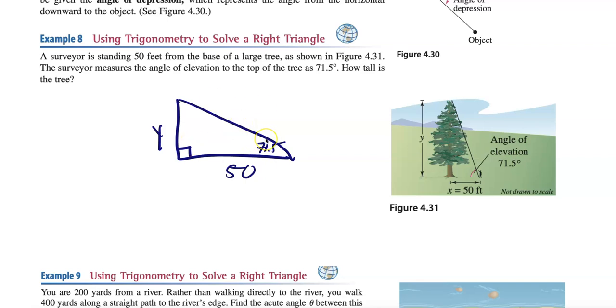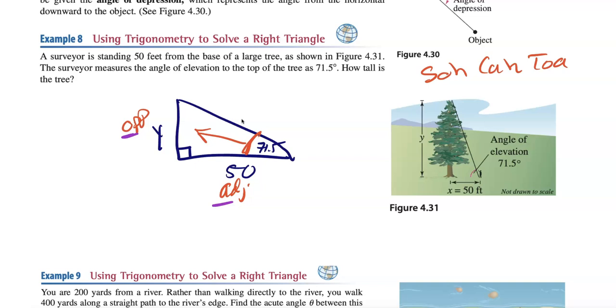Now, which ones do we have? Let's list it out. Here's my angle. That's opposite. This is adjacent. And I don't have the hypotenuse, so I don't care. The way you figure out which trig function you need is SOHCAHTOA. That's why I love it so much. What do we have? We have opposite and adjacent. That would be TOA, so we're going to use the tangent function to solve this. Tan of my angle, 71.5, equals opposite over adjacent, so y over 50.